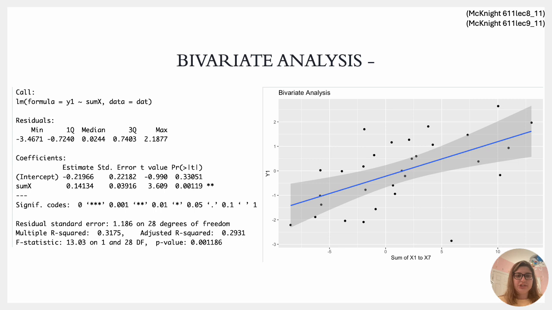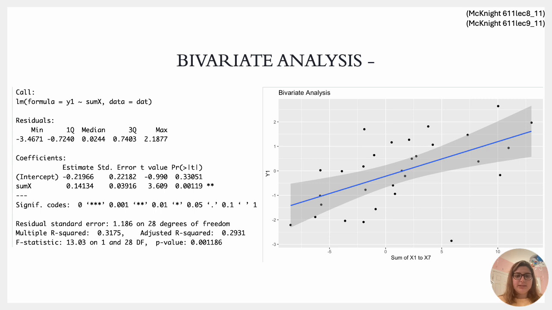The sum x coefficient is 0.14134, and it's basically telling us that for each unit increase, it's predicted that y1 will increase by 0.01434. Okay, and then we have the graph on this side. This graph is just a visual representation of the sum of the x variables and the y variables. So the blue line is the linear regression line that we saw.